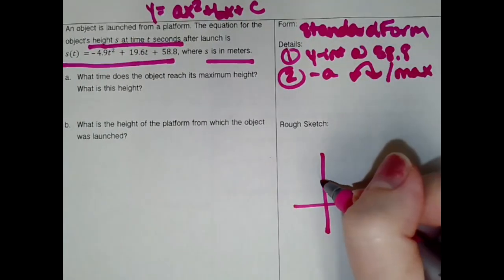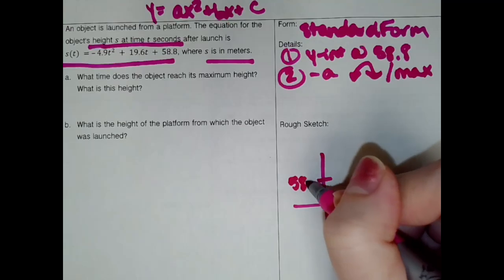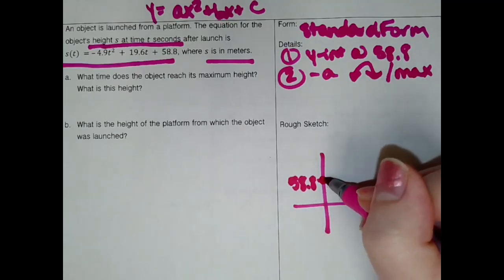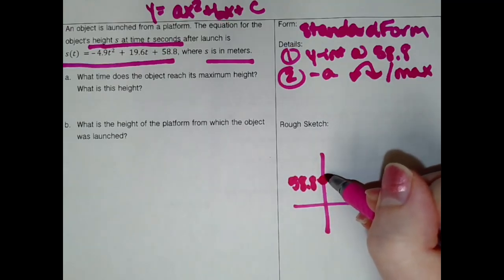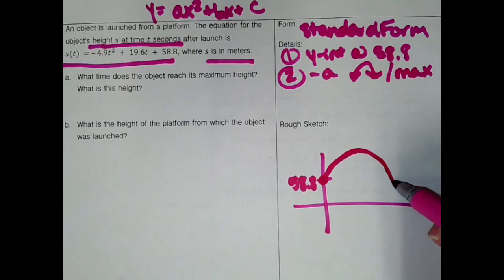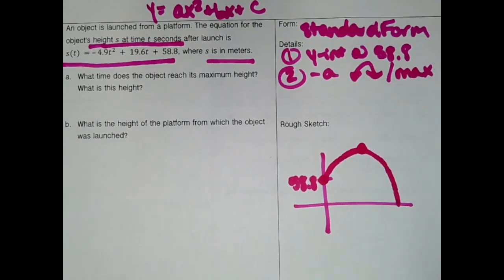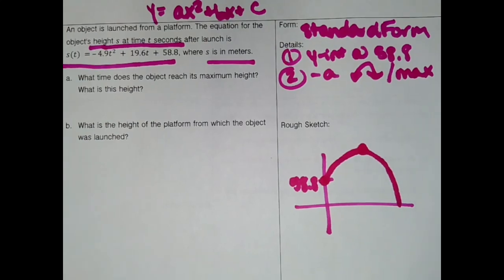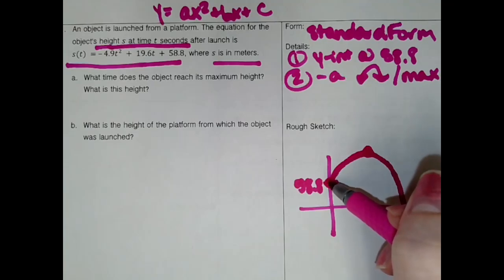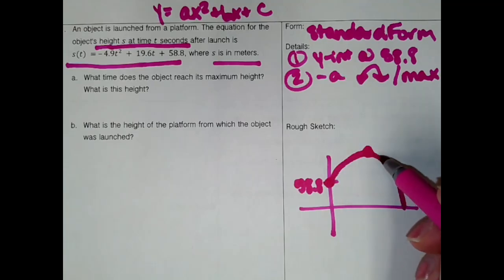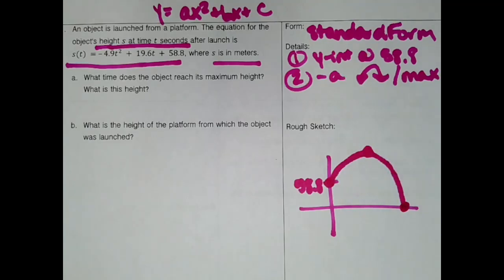my y-intercept is 58.8. I know it's a parabola that is opening down, so that means it's going to pass through that point, reach some sort of maximum, and come back down and hit the x-axis. So there's my rough sketch of the situation. So if we're talking about an object being launched, here's the path, and then it's going to land here on the ground.